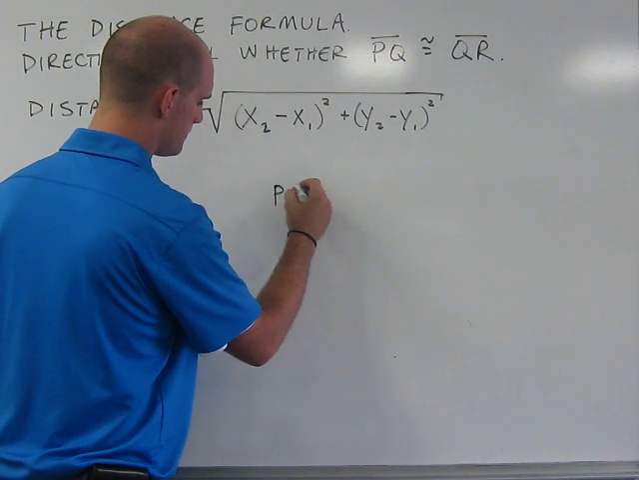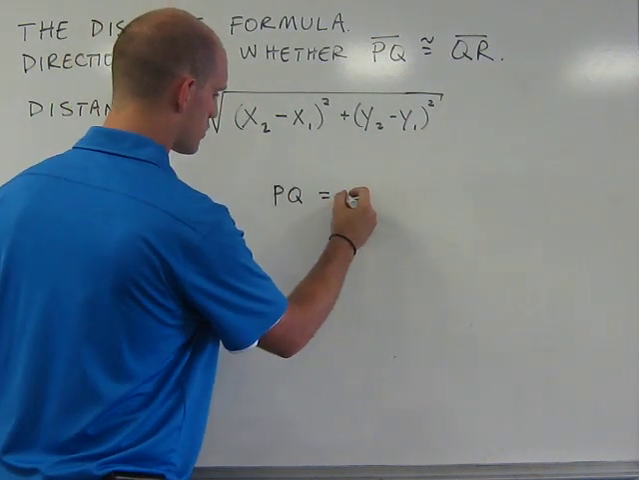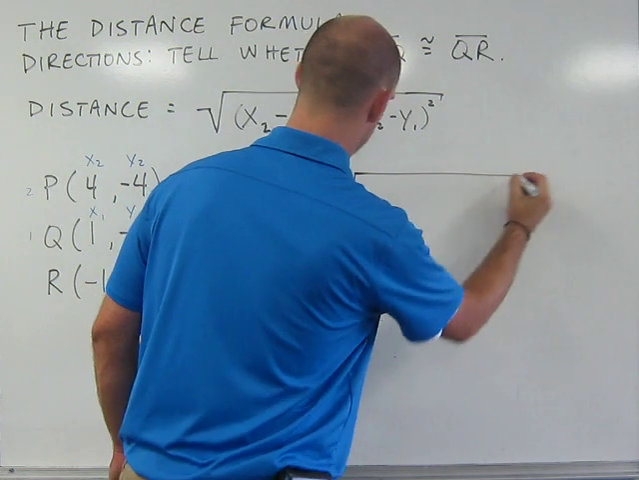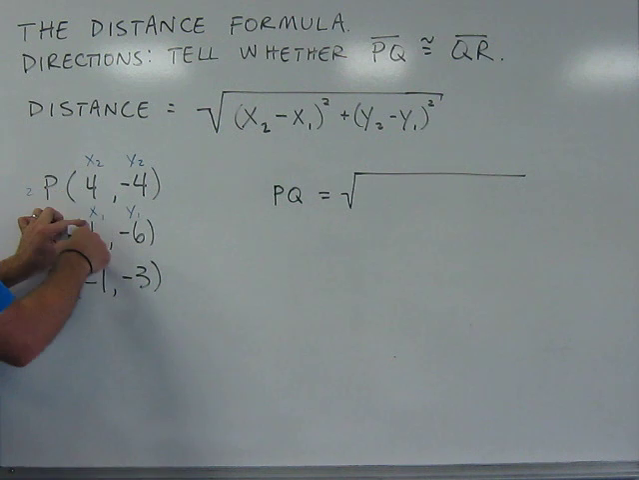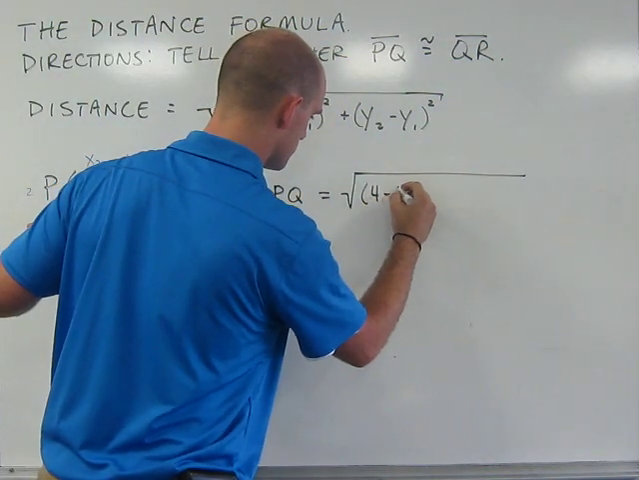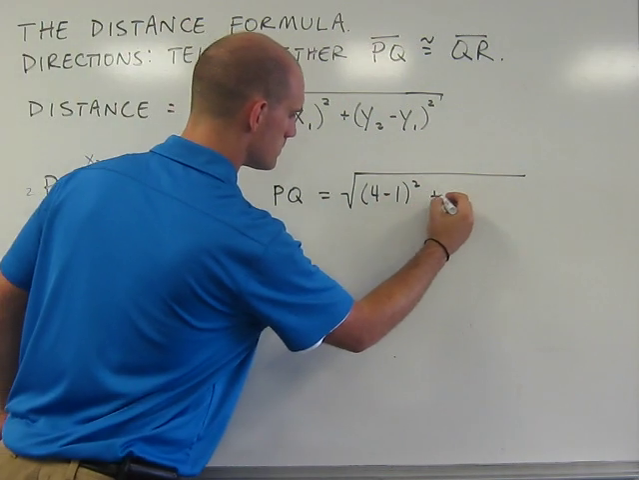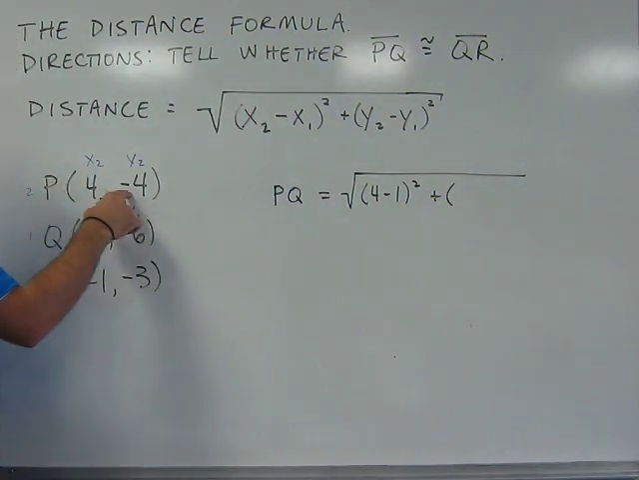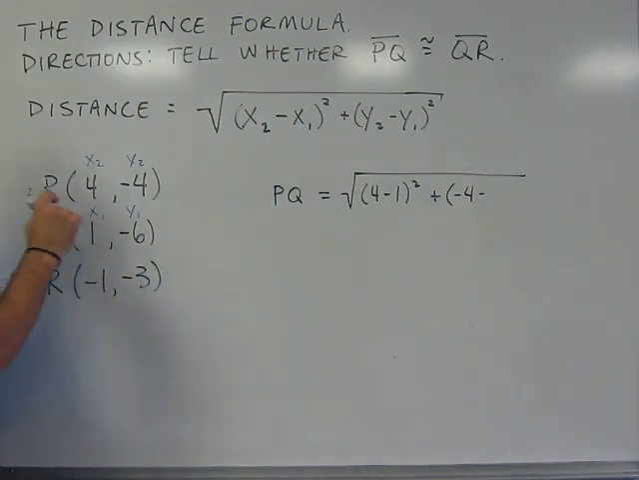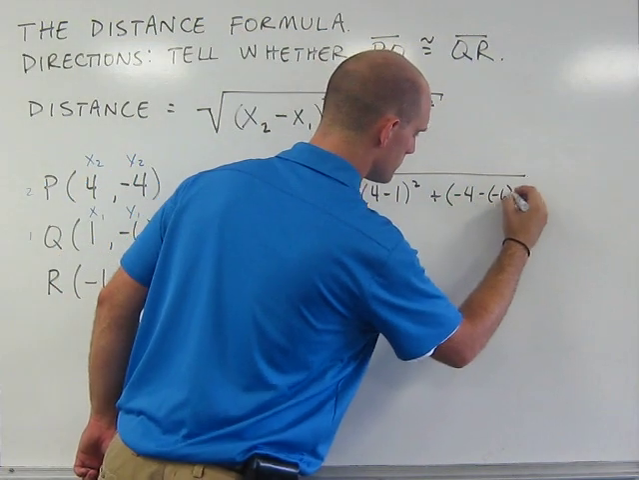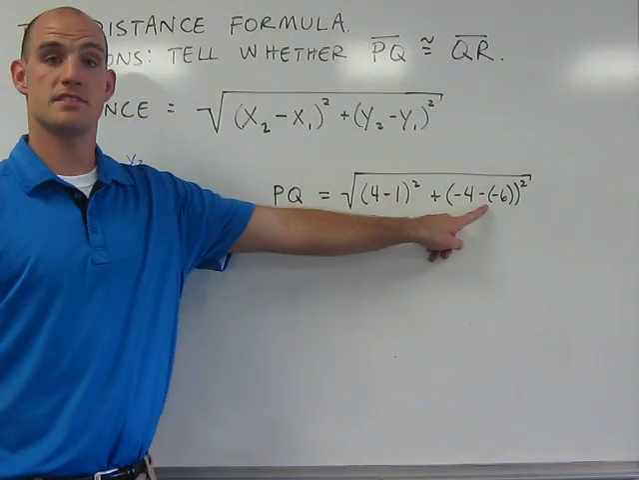So, the length of PQ is equal to the square root of x2 minus x1, 4 minus 1, squared, plus y2 minus y1. It's important that you keep your negative sign straight because that could be confusing in the end.